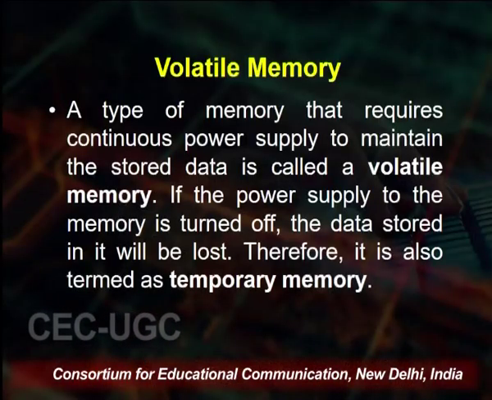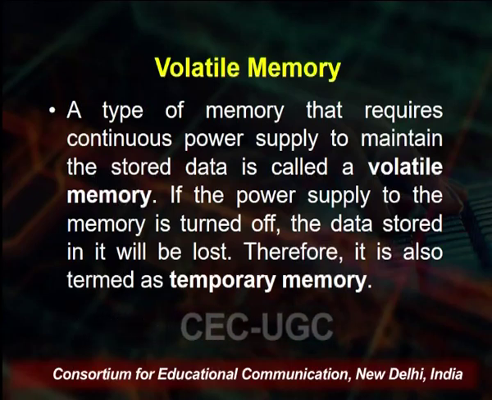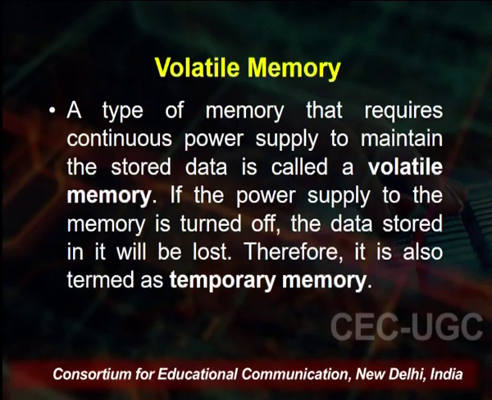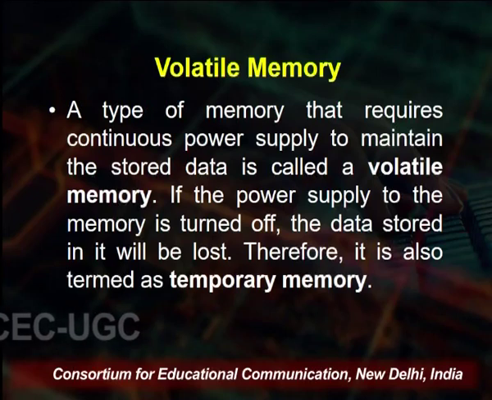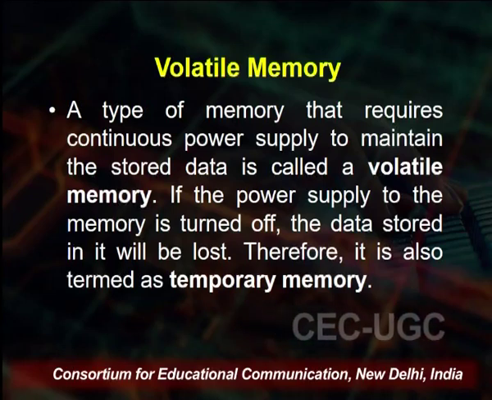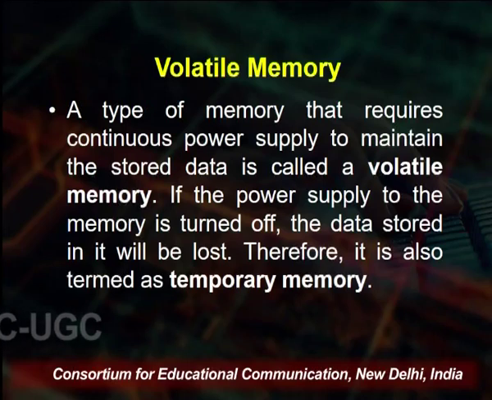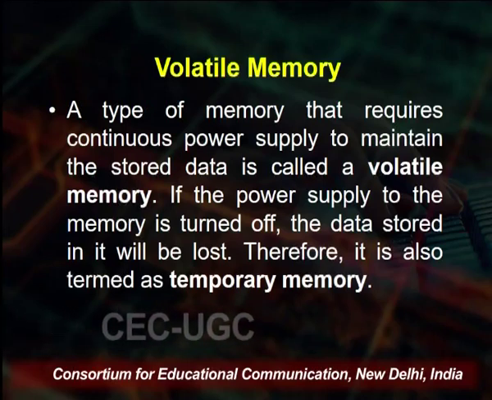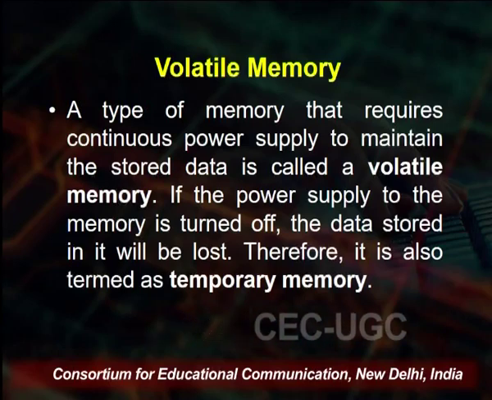What is volatile memory? Memory that requires a continuous power supply to maintain the stored data is called volatile memory. It means we require the power supply continuously when we store the data. If the power supply to the memory is turned off, the data stored in it will be lost. That is volatile. Therefore, it is also called temporary memory. Volatile memory is temporary memory.